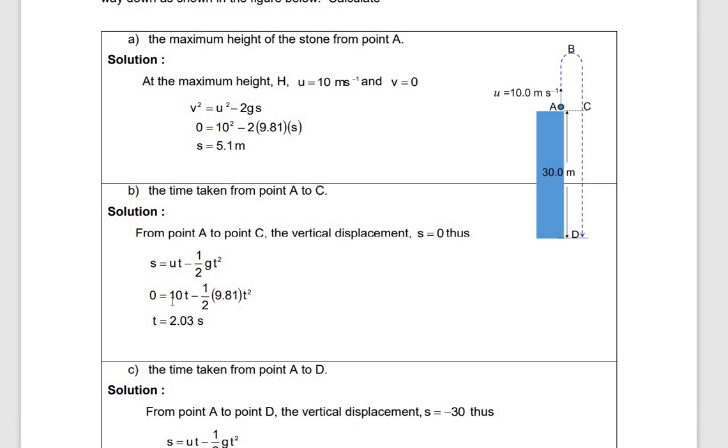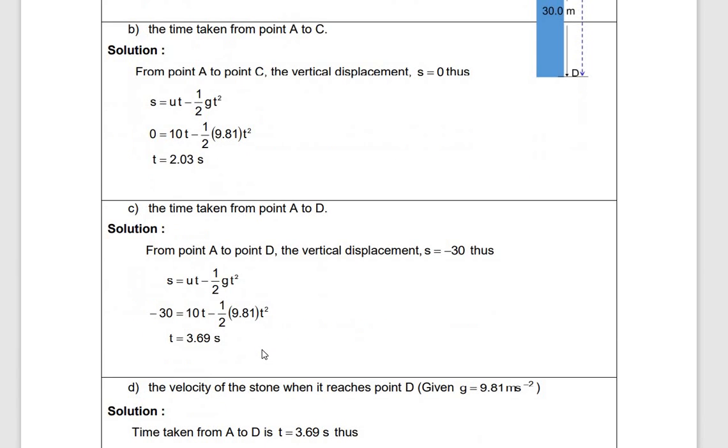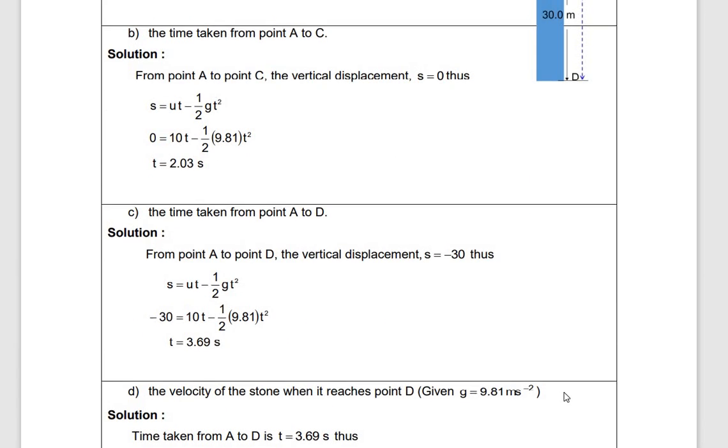So, when S is equal to 0, 10 times T minus 1 over 2, 9.81 times T squared. Okay, yang ni akan bentukkan kita punya quadratic formula. So, from that quadratic formula, you solve that quadratic formula, tekan calculator, cari nilai T. Maybe akan dapat dua nilai T, satu positif, satu negatif. So, you just take the positive one. Okay. So T is 2.03.